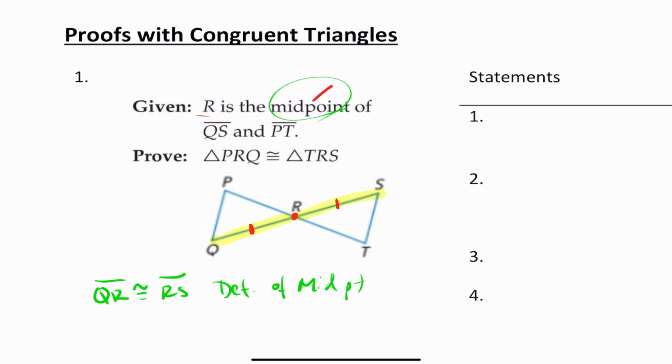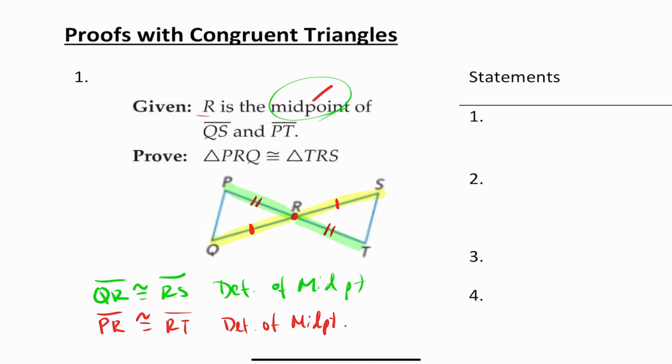And we can't forget that R is also the midpoint of segment PT, right? So if R is the midpoint of segment PT, again by definition of midpoint, it's going to split that segment into 2 congruent parts. So I should put 2 tick marks this time, right? So that means that segment PR is congruent to segment RT. And how did we know that they were congruent? It was definition of midpoint.